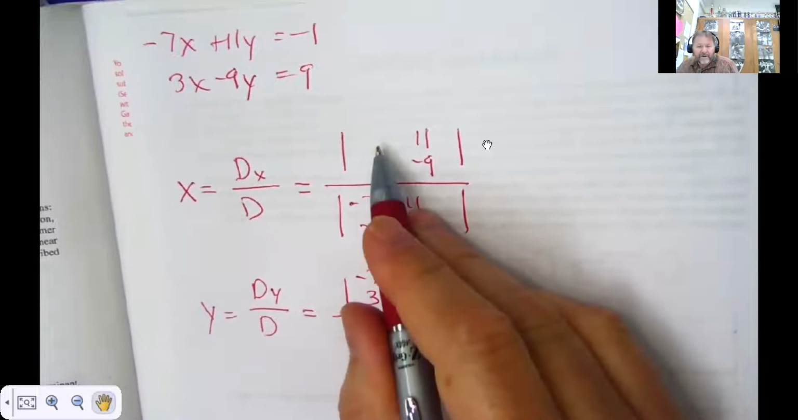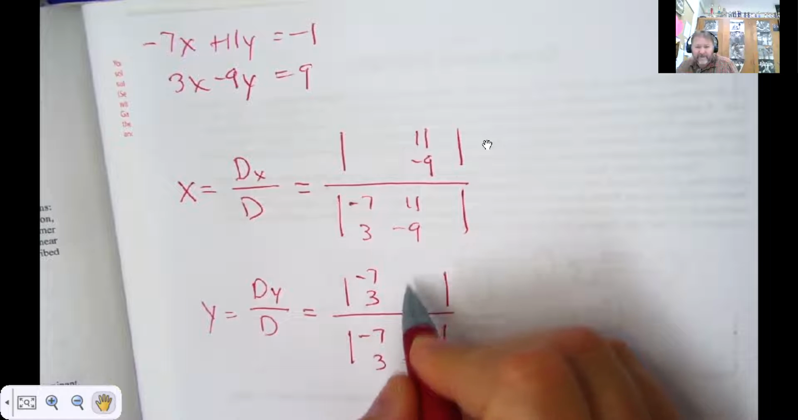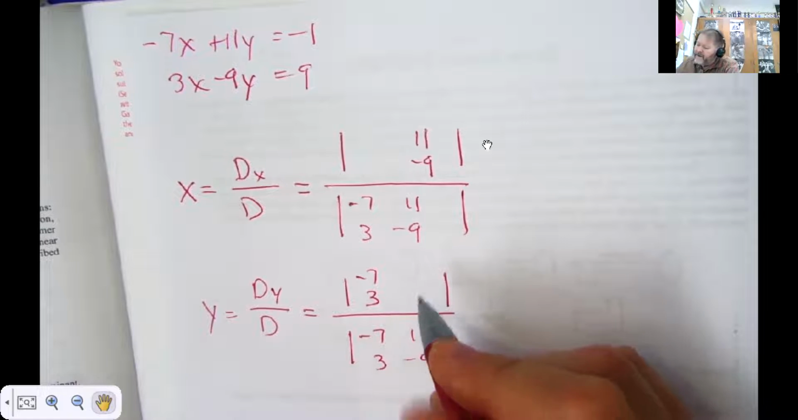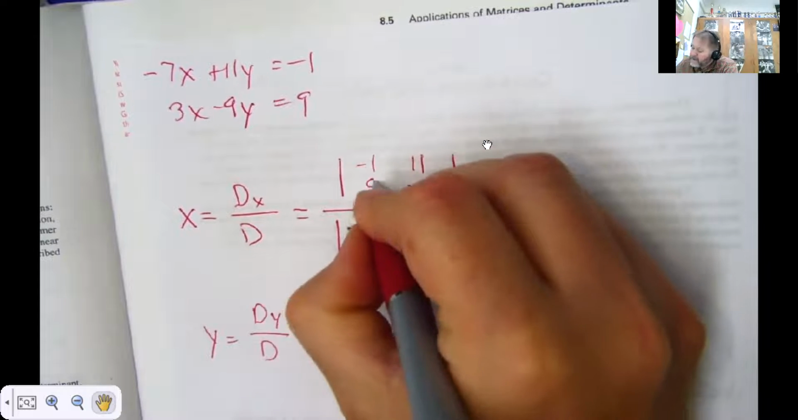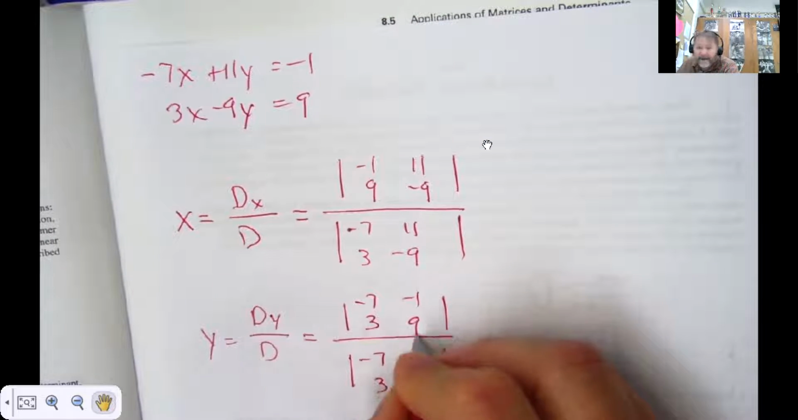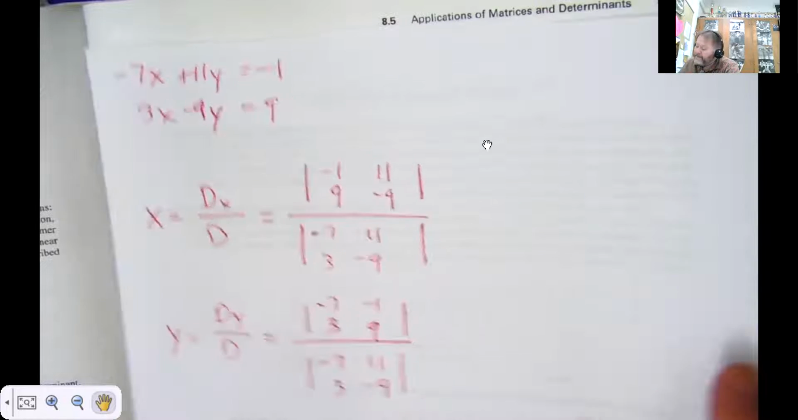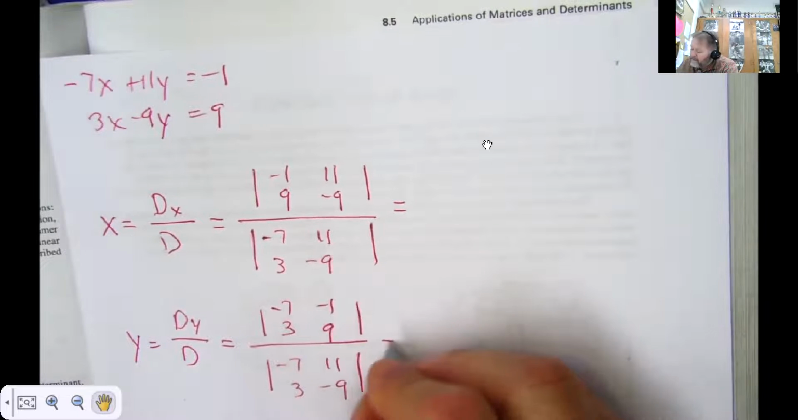And you might be asking, what about this column that's blank? And what about this column that's blank? What you fill in that column is what these equations are equal to. So it's going to be negative 1, 9. It's going to be negative 1, 9. All right. Now we just have to find these determinants.